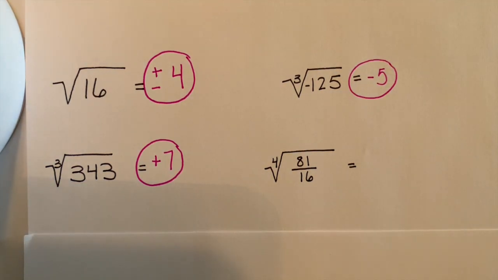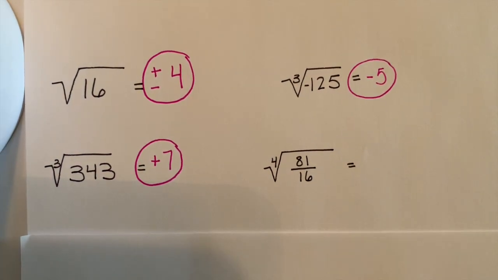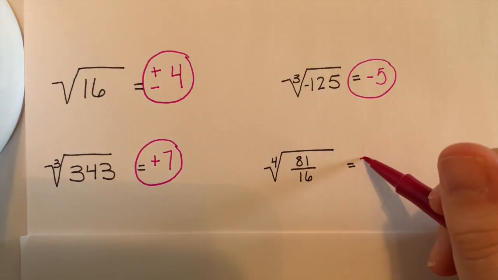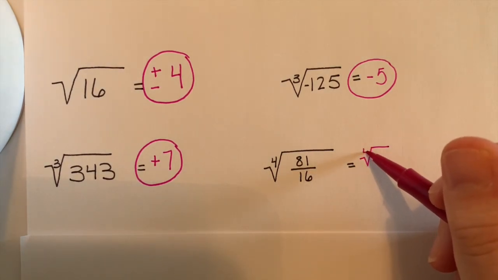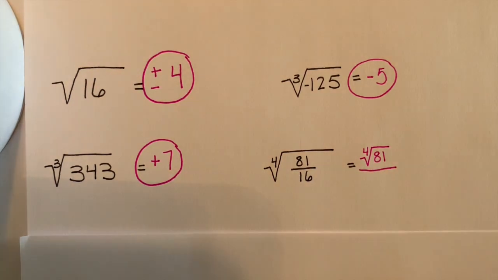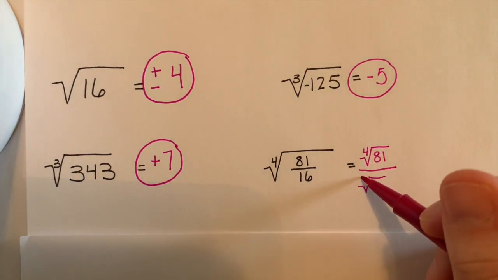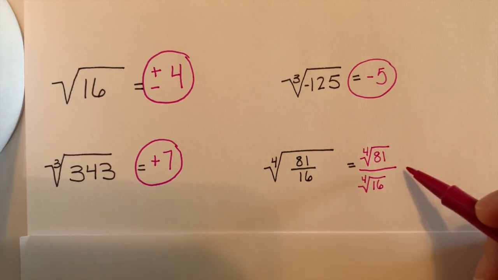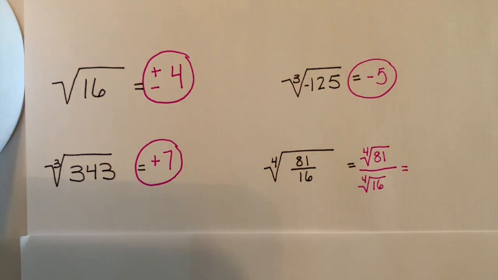This one down below looks a little bit challenging, but don't think of it as any different than the other ones. In fact, we can write it similar to how we wrote the other ones. We can write the 4th root of 81 divided by the 4th root of 16, and then proceed as normal. If you take the 4th root of 81, you have an even index and a positive radicand, so how many answers should you get?